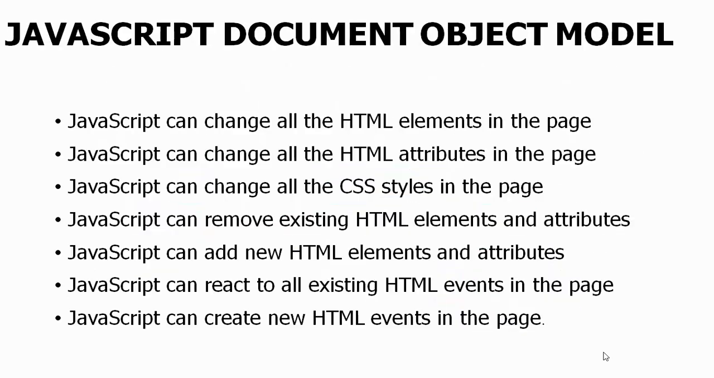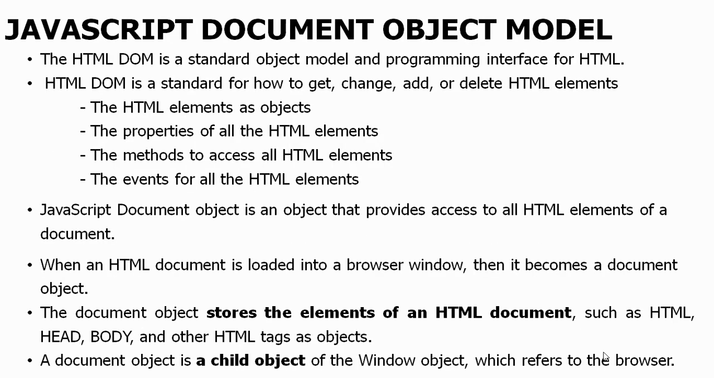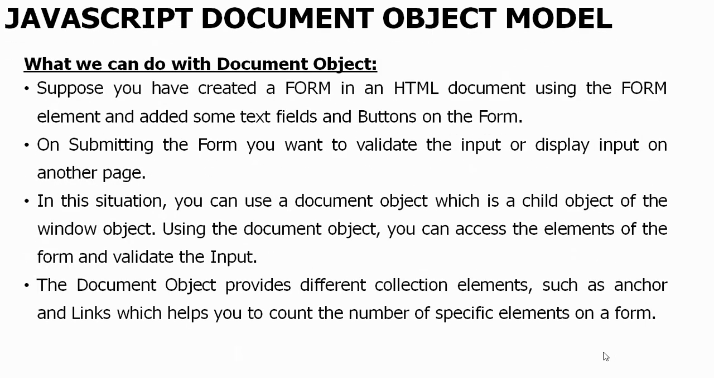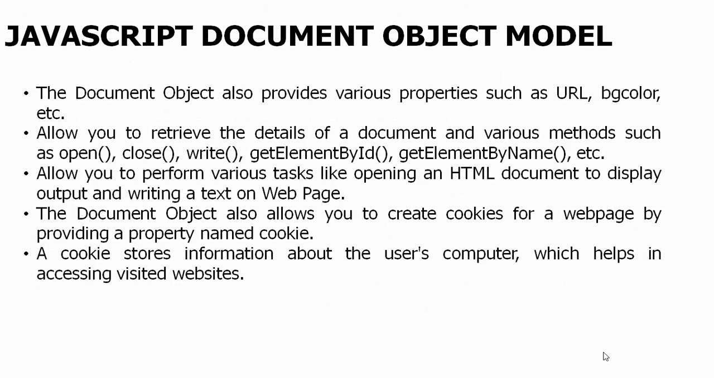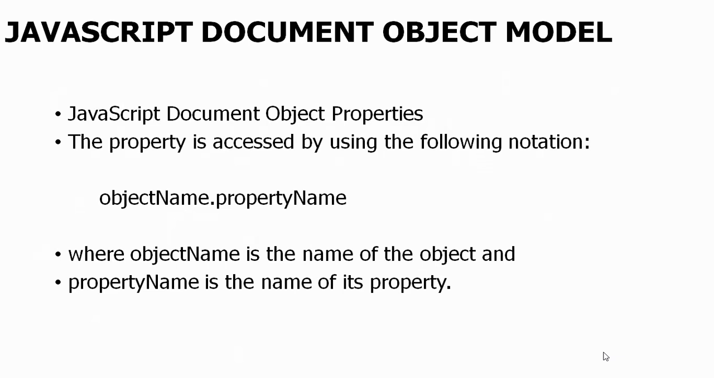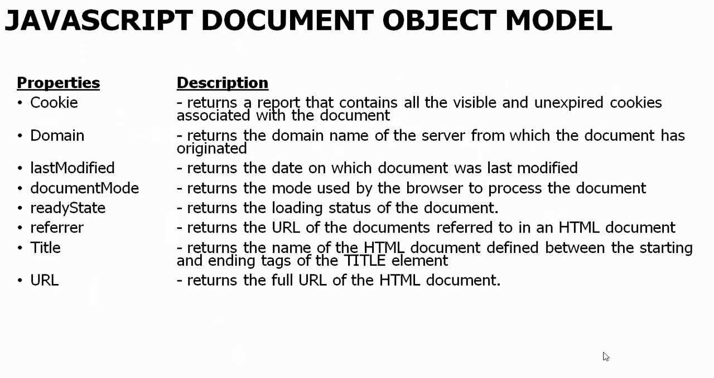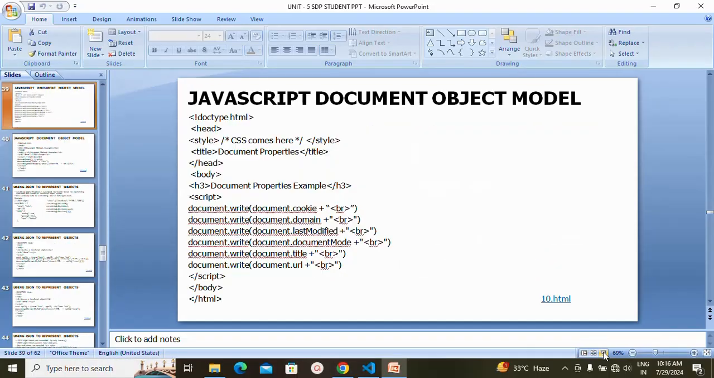The block diagram of the document object model and document objects of the document object model, what exists and what new things you have to add along with the HTML. Then the basic syntax, and what we can do in the document object model using JavaScript. Basic functions and properties: document object model object properties can be accessed with object name dot property name. Example programs we have also executed.